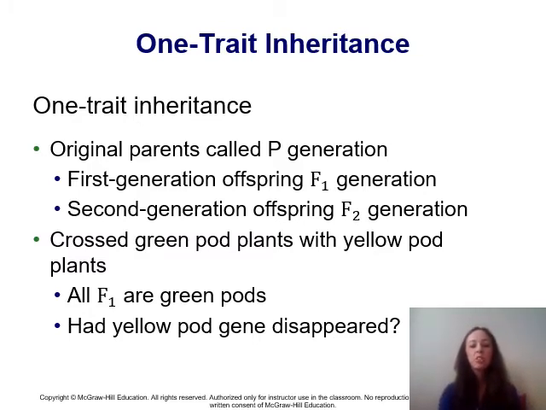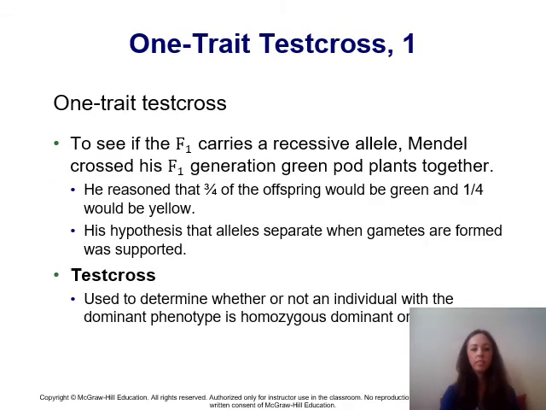In the P generation, Mendel started off by crossing a green pea pod with a yellow pea pod. The F1 generation had only green pea pods, so Mendel wondered what happened to that yellow pea pod. Mendel hypothesized that each of the offspring were carrying the yellow gene, just not showing it. He hypothesized this because he thought the parent alleles separate when their gametes are formed.